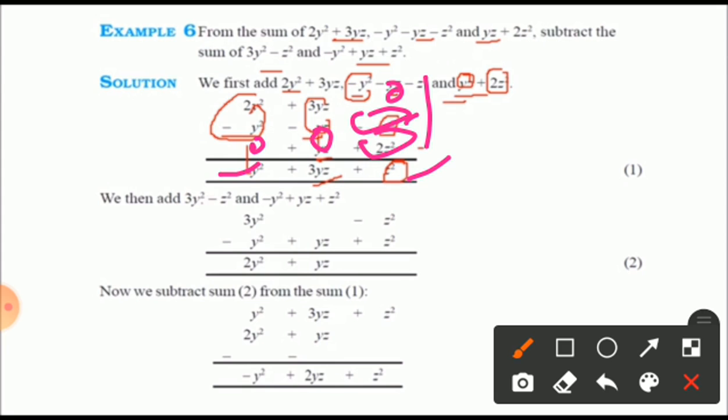Okay. Now then we can add 3y square minus z square and y square plus yz plus z square.